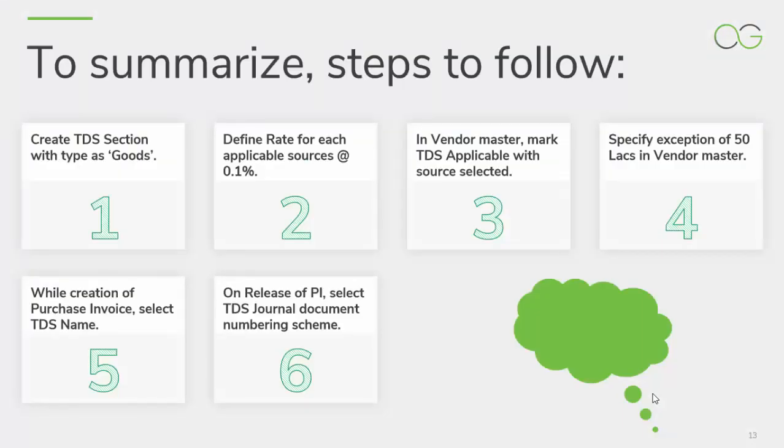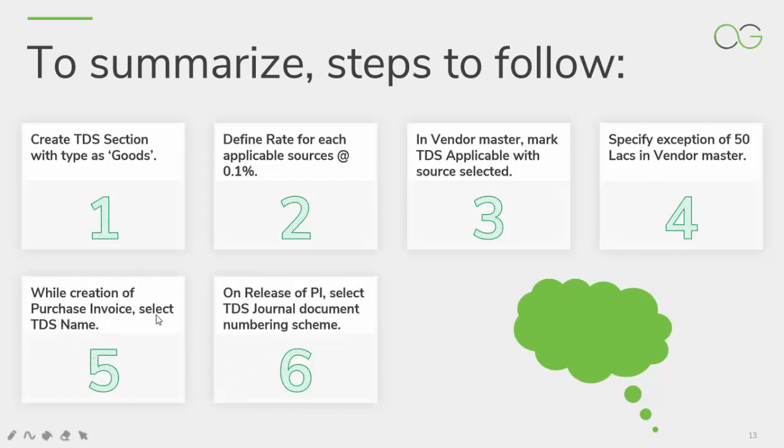So the brief summary of the steps to be followed: first is to create a TDS section with the type as goods, then define the TDS rate for each source, applicable at the rate of 0.1% in the TDS section definition itself. Then we can move on to the vendor master and mark the vendor as TDS applicable with the selected source. We need to specify the exception of 50 lakhs in the vendor master with TDS rate as 0%.